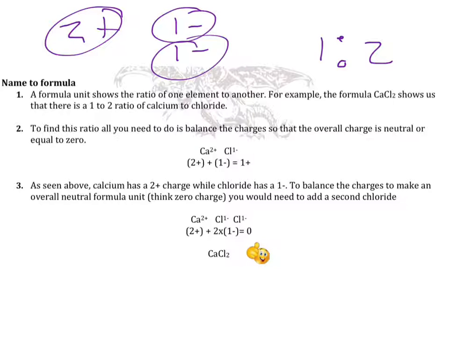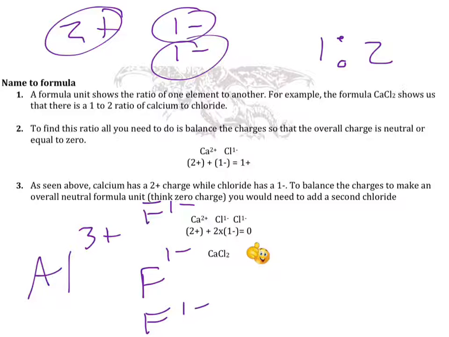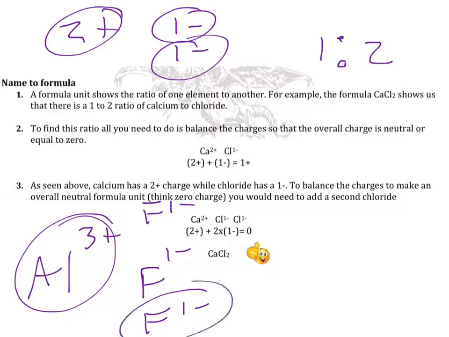To give you another example, let's say we had aluminum, which is a 3 plus, and let's say we had fluorine, which is a 1 minus as well. We would end up needing a total of 3 fluorines to balance that, because this is a 3 positive and 1 negative. And so this would end up being AlF3. It would be a 1 to 3 ratio. Now, something to keep in mind is if there's nothing right here, it's assuming it's a 1. So it's a 1 to 3 ratio.